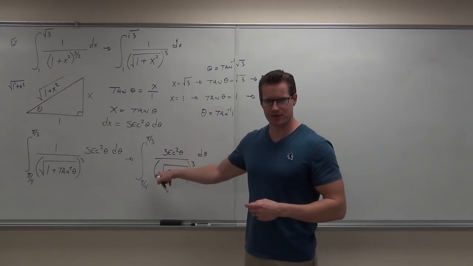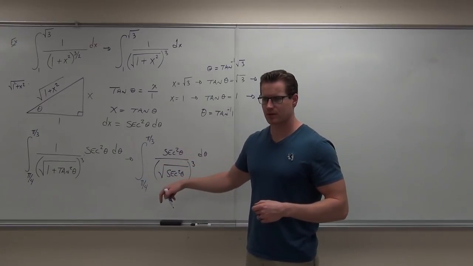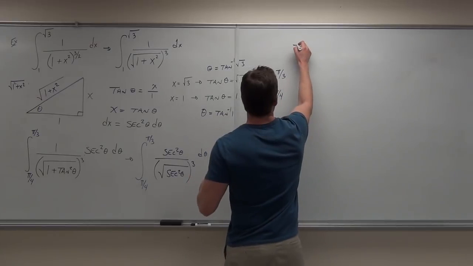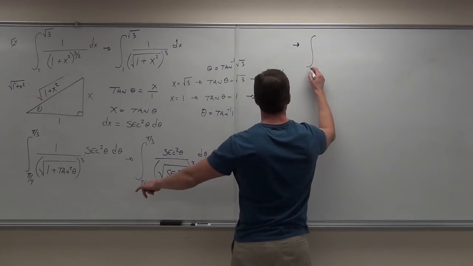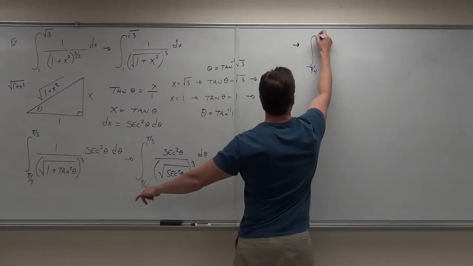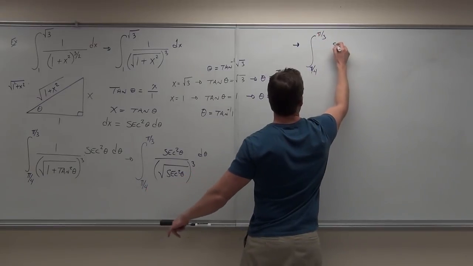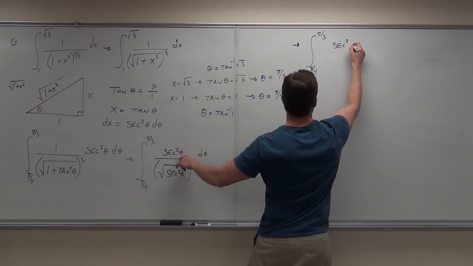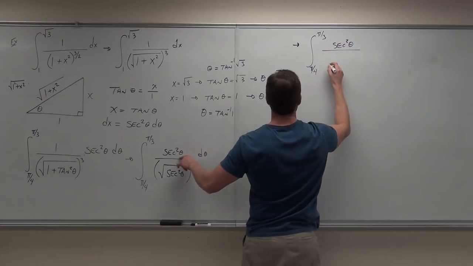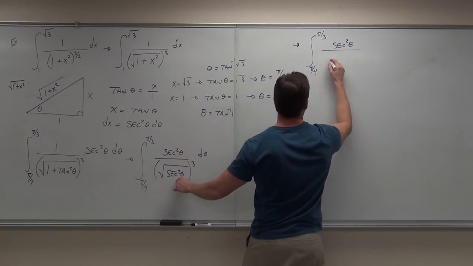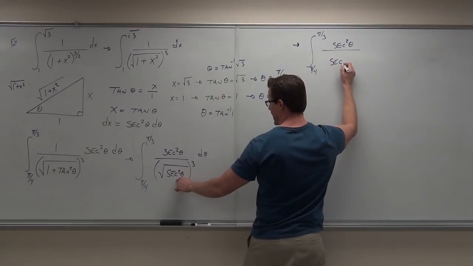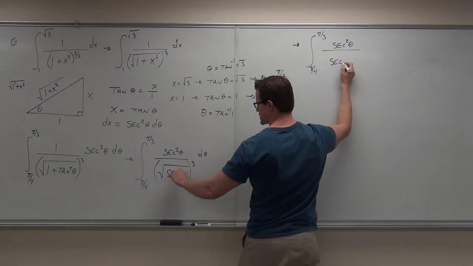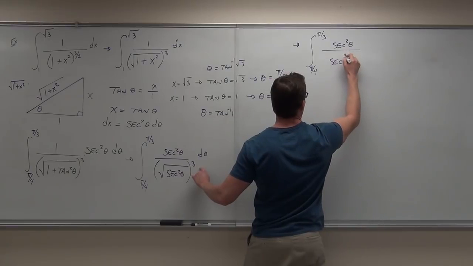Okay, so let's simplify this part. Square root of something squared, what happens? Bye-bye. Gone. So we got pi over 4, we got pi over 3, we got secant squared theta, we got the square root of secant squared is just secant, but then I have it to the third power. So this gives me secant theta to the third power.